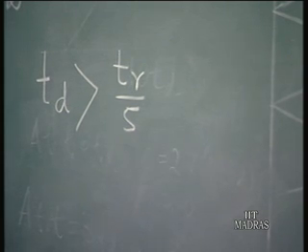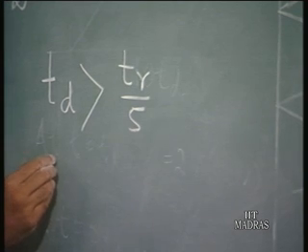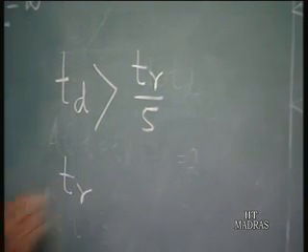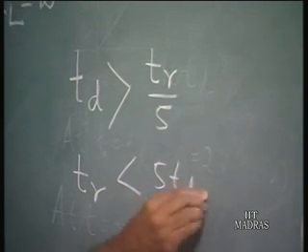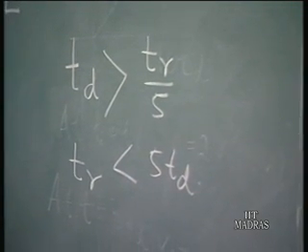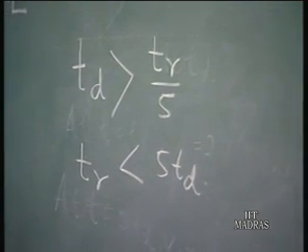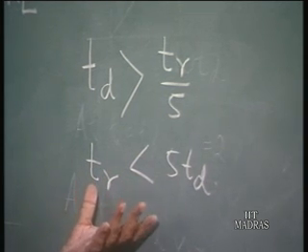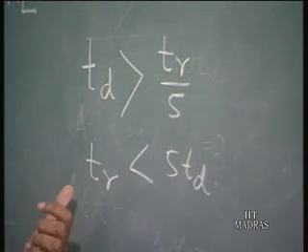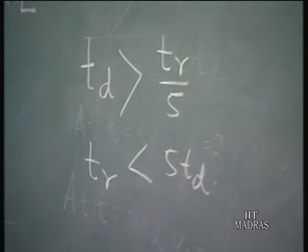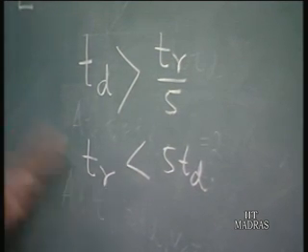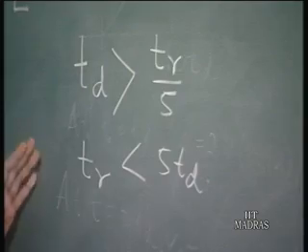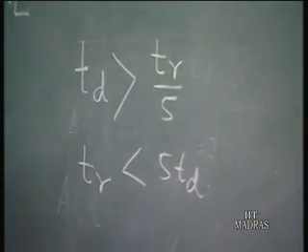Okay. So, in other words, we can also say when the rise time is less than 5 times the delay time of the line, then one has to actually look into the transmission line effects. This is a rule of thumb which is used to demarcate when the transmission line effects are dominant or when we can neglect the transmission line effects.